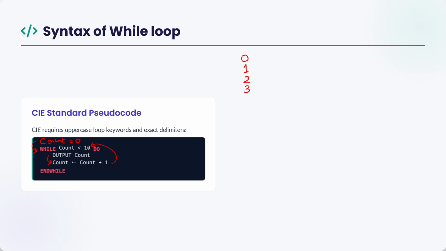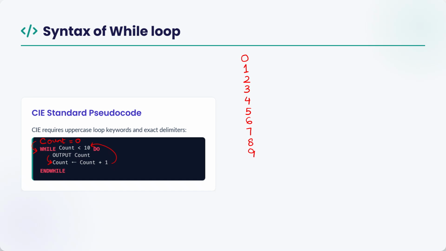3. Increment it again. Test the condition 4. Increment it again. Test the condition 5 is less than 10. Increment it 6, it's less than 10. Output. Increment it 7, it's less than 10. Output. Increment it 8, it's less than 10. Output. Increment it 9, it's less than 10. Output. Increment it to 10.